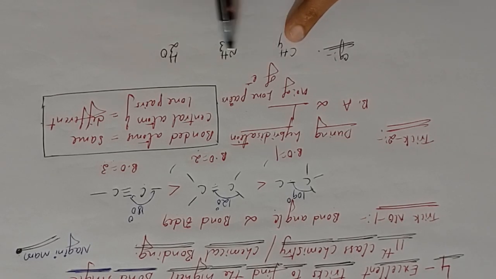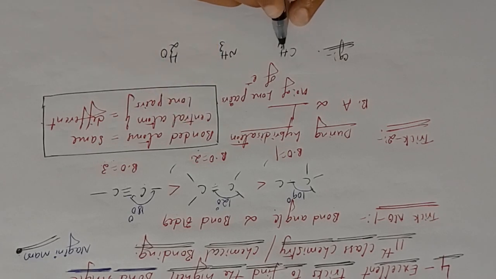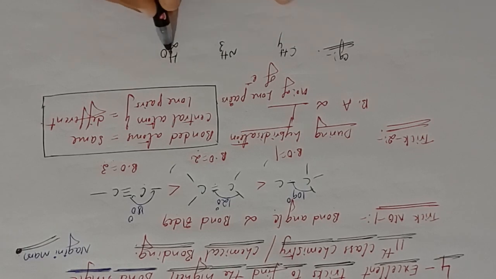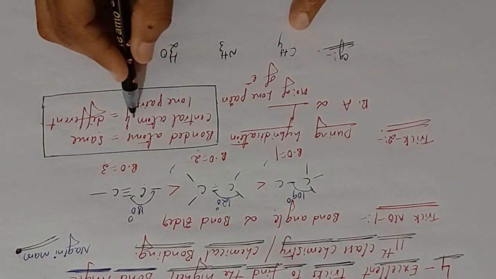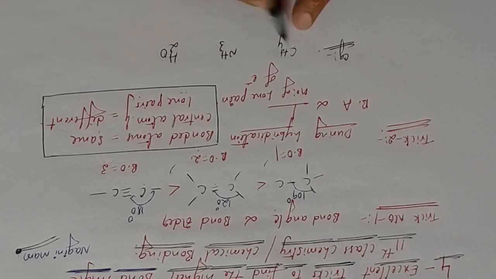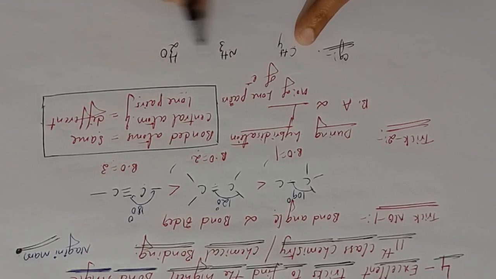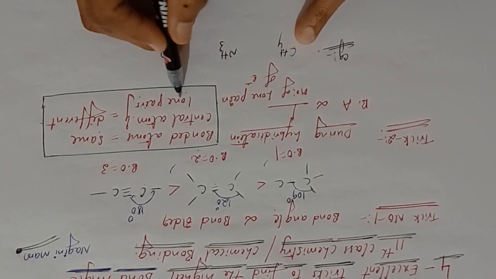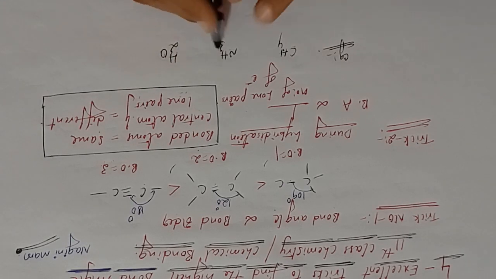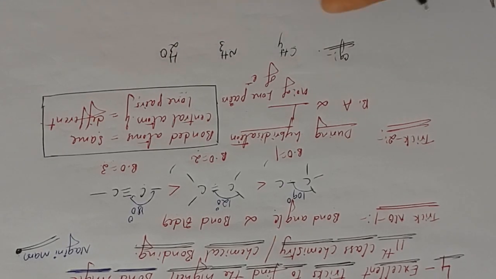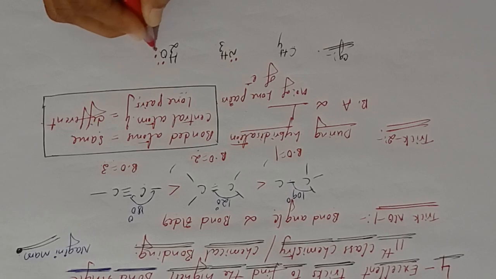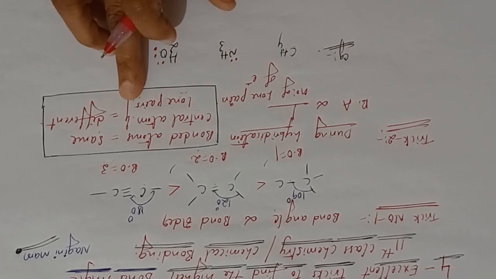Hydrogen, hydrogen, hydrogen, all are the same bonded atoms. Clear? This is the bonded atom, this is the central atom. So the bonded atoms are the same, but the central atoms and lone pairs are different: carbon, nitrogen, oxygen are different atoms. How many lone pairs around nitrogen? One lone pair. Around oxygen? Two lone pairs. So lone pairs are different.